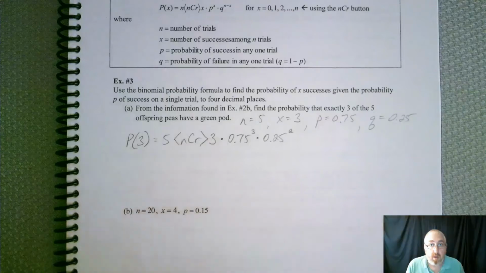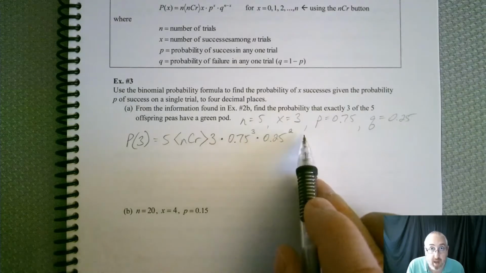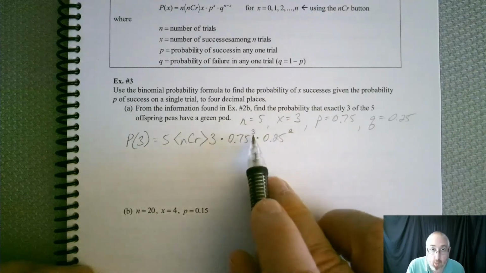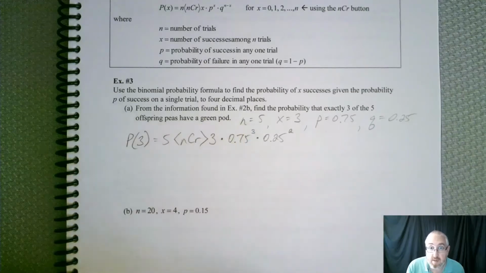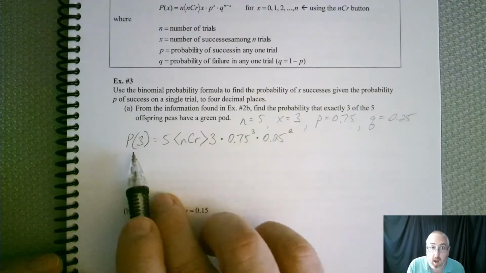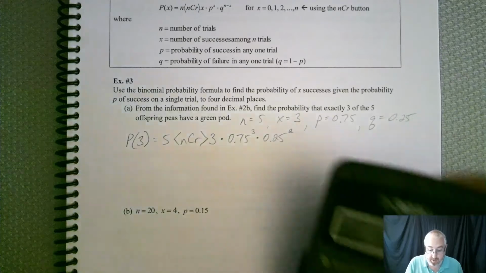Now, the one thing you can always check is that the two exponents that you have here, once you're done, should always add up to n. They should always add up to, in this case, 5. So we can see that they do, so we're good. So we've correctly inputted all the information into the formula. Now let's put it into the calculator.